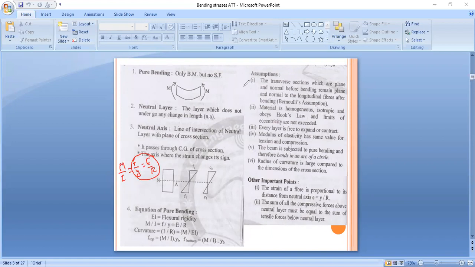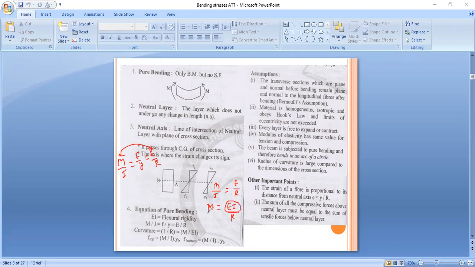Okay, we will consider first and third: M upon I which is equal to F upon Y which is equal to E upon R. Now we will consider these two terms, that is M upon I which is equal to E upon R. Now we will derive the equation M which is equal to EI upon R.